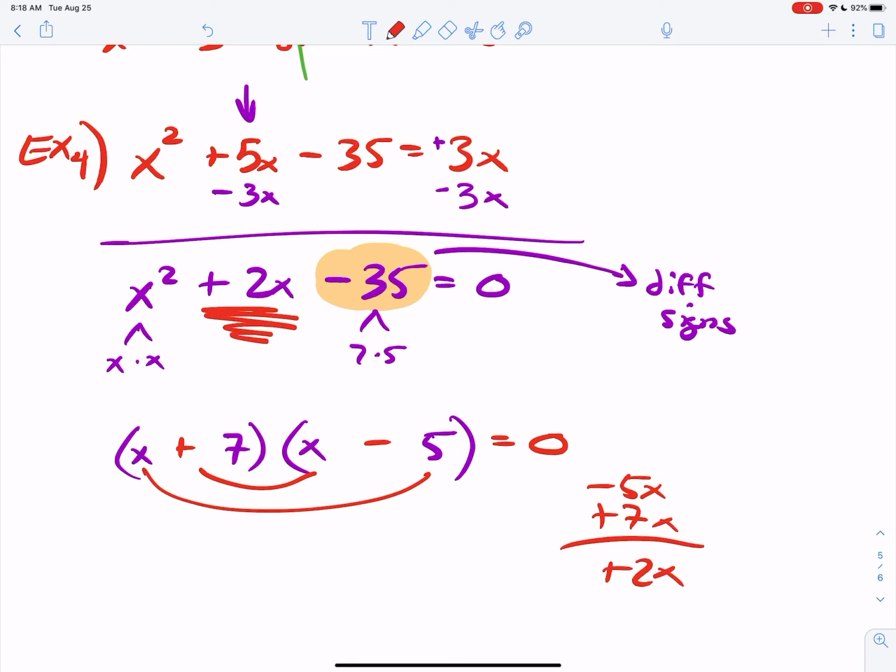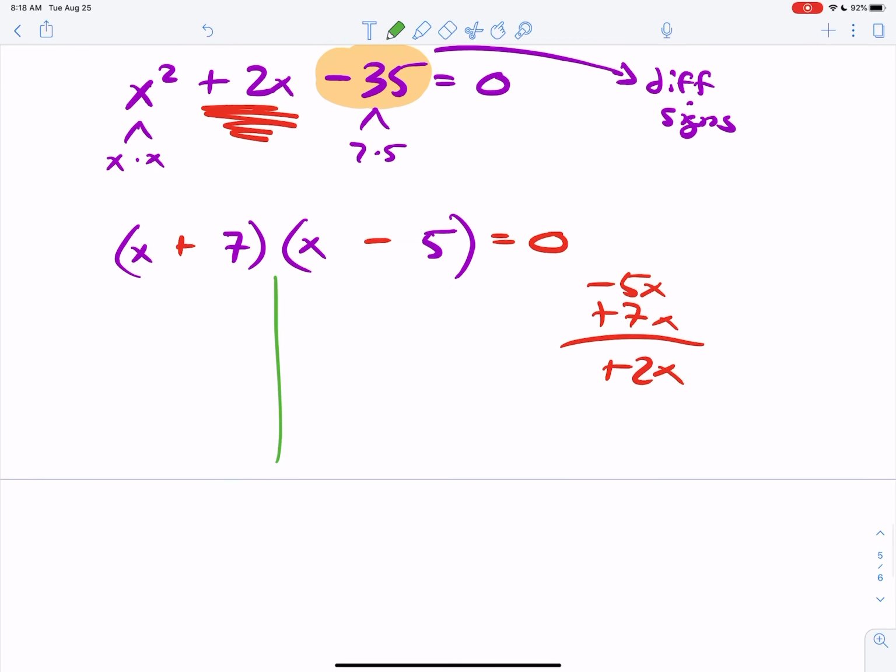All right. So we apply the zero product property. x plus 7 has to equal 0, or the x minus 5 factor has to equal 0. So then we solve, and eventually x will equal negative 7, or x will equal 5.